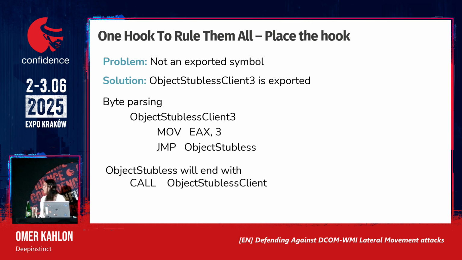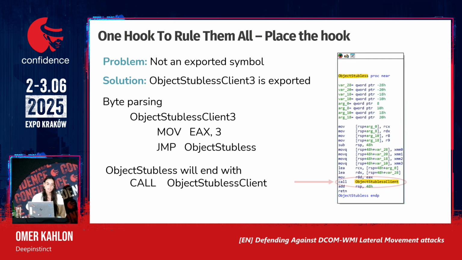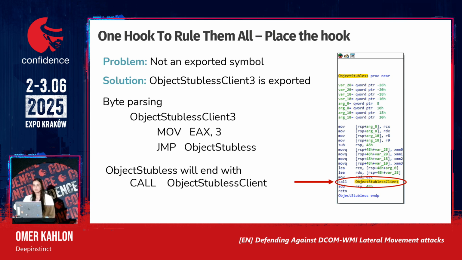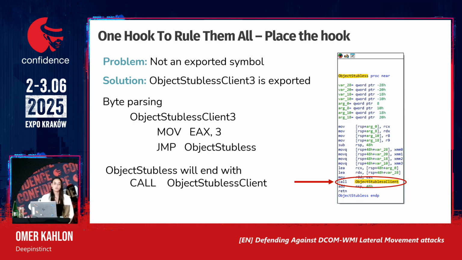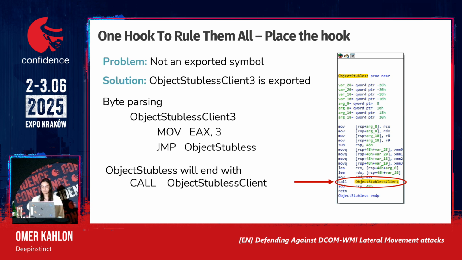And once we have the ObjectStubless address, we can parse it, and as a reminder, here is the ObjectStubless function, and it ends with a call to ObjectStublessClient. So again, we can parse this call instruction and get back the ObjectStublessClient address.